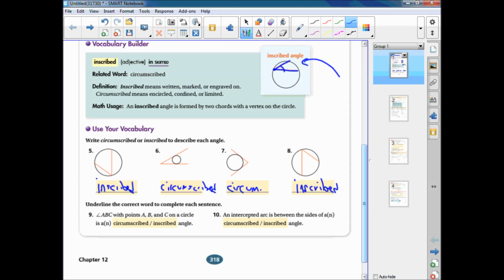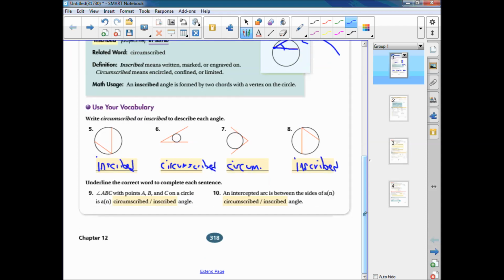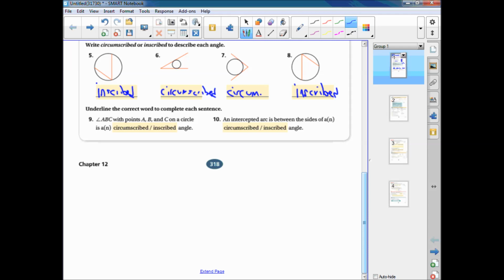All right, so underline the correct word to complete each sentence. Angle ABC with points A, B, and C on a circle is a, which one is it going to be? Circumscribed or inscribed? So let's try to draw that. All points A, B, and C are on the circle. And there's our angle, so that's definitely going to be inscribed.